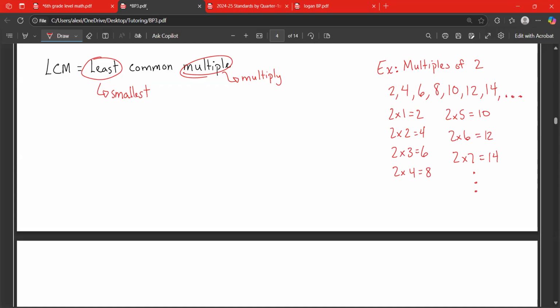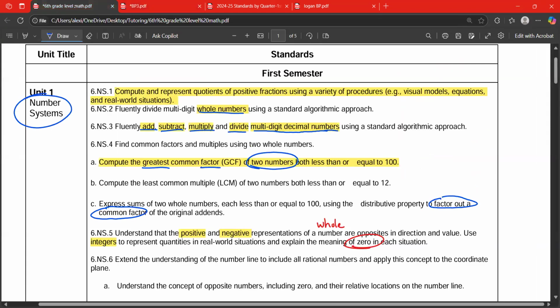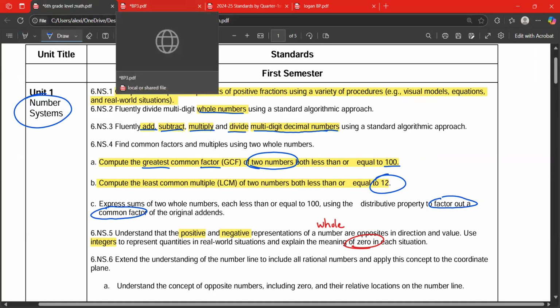Okay, so let's go back to our curriculum map. Let's read what they have for us. Compute the least common multiple of two numbers, both less than or equal to 12. Well, you know what? I didn't even read the 12. That makes this a lot easier. I thought it had to be 100. This is a lot easier when it's 12. All right, let's go back.